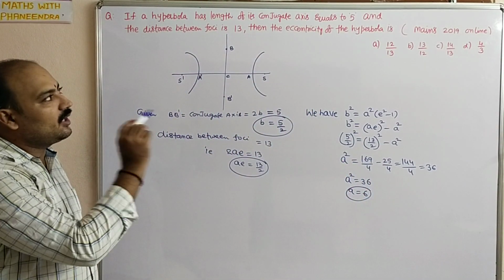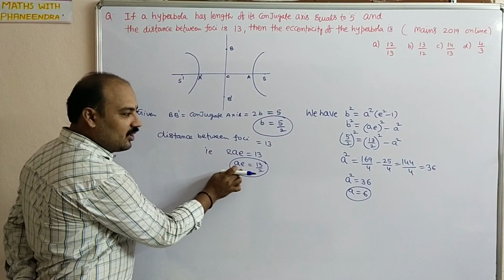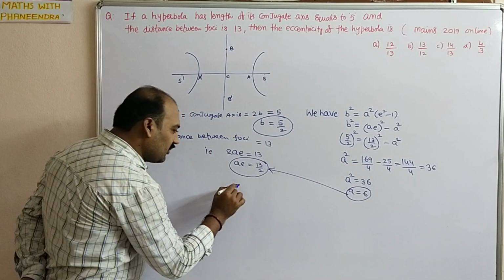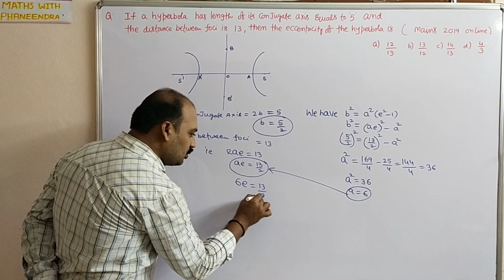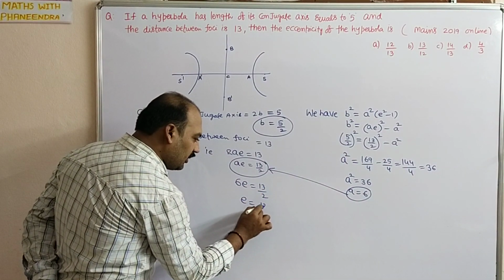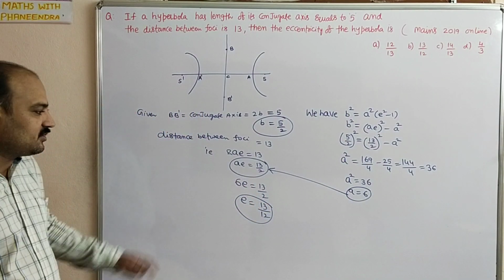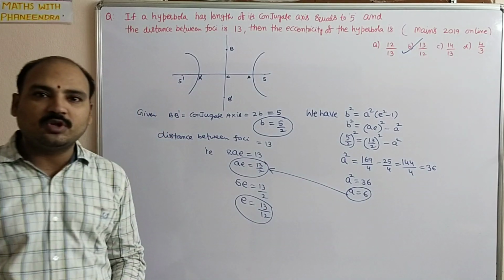They are asking to calculate the eccentricity of the hyperbola. So we got the ae value now. The a value substitute there. No need to go for the eccentricity formula. So here 6e is equal to 13 by 2. So e is equal to 13 by 6 into 2, which is 12. So therefore the eccentricity value is 13 by 12, which is there in the second option. We will move to the next question.